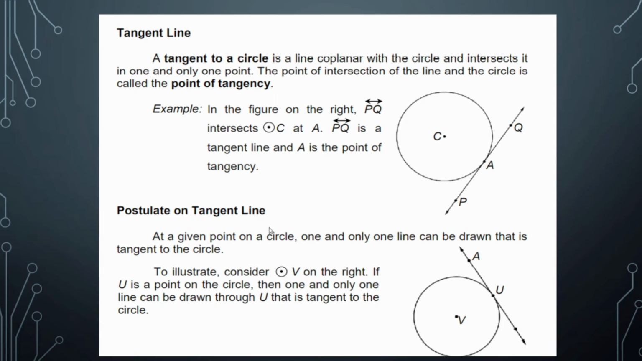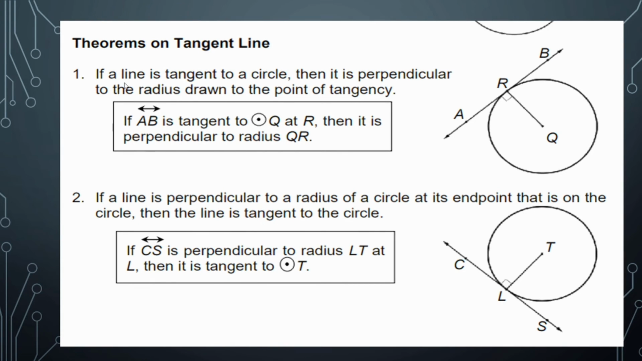So, let's have the postulate on the tangent line. At a given point on a circle, one and only one line can be drawn that is tangent to the circle. So, in circle V, we have point U as the point of tangency of line A. So, we only have one point of tangency. Okay, so let's have the theorems on tangent lines.